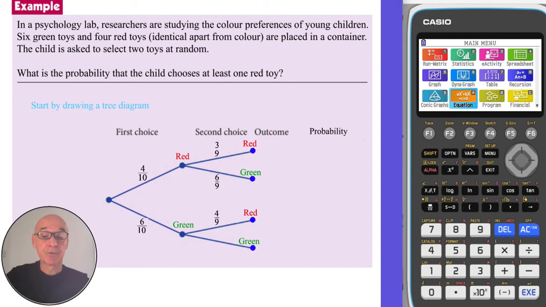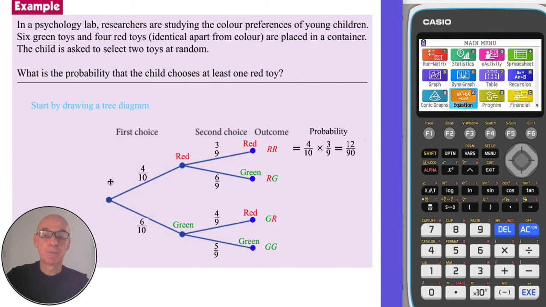And if the child had picked a green, then of course that's 1 less green for the second choice, so the probability of picking a green again would be equal to 5/9. Again, if we list all the different outcomes now, you can see the 4 outcomes there. And again, calculate the probabilities of each outcome by multiplying along the branches.